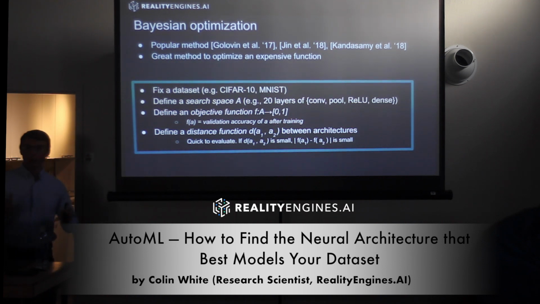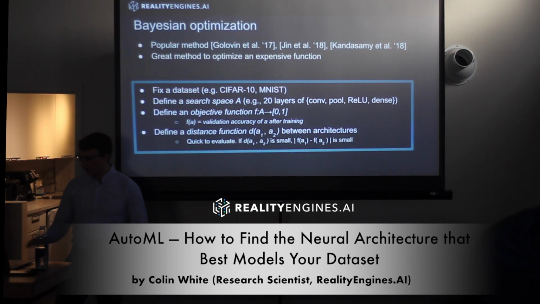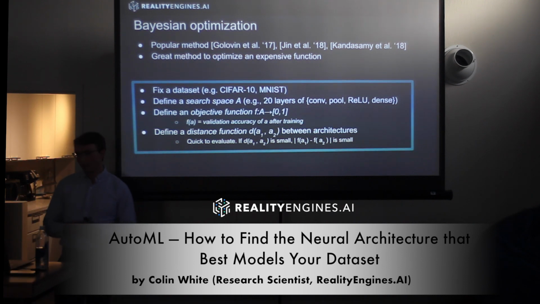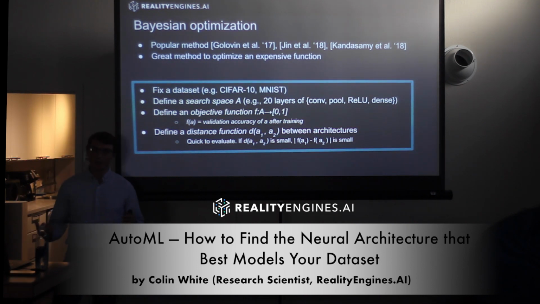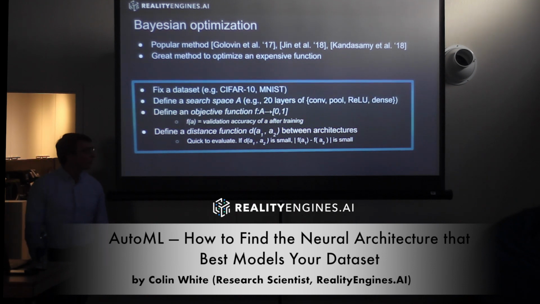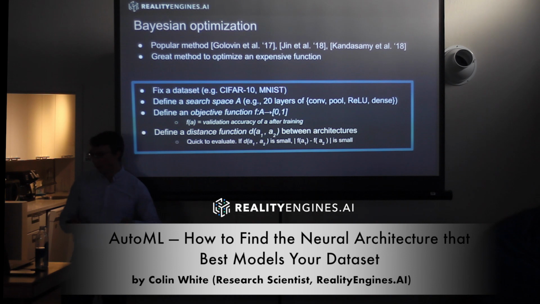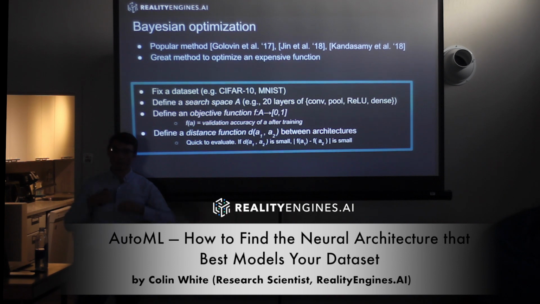Okay, so first we fix some data set, and then we define a search space, like on the previous slide. And then to be formal, we define a function where the input is a neural architecture, and the output is the accuracy of that neural architecture. Our goal is to optimize this function. Bayesian optimization also needs a distance function between different architectures. We want the distance function so that if two architectures are close in distance, the difference in accuracy is pretty close.